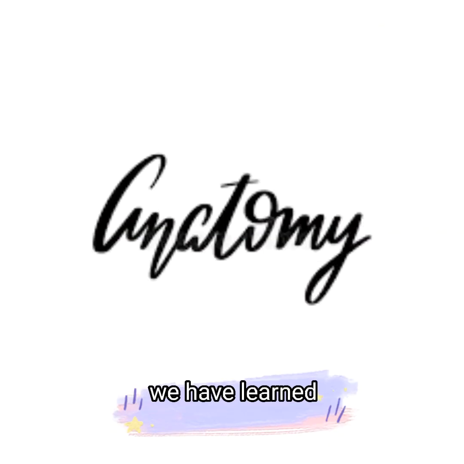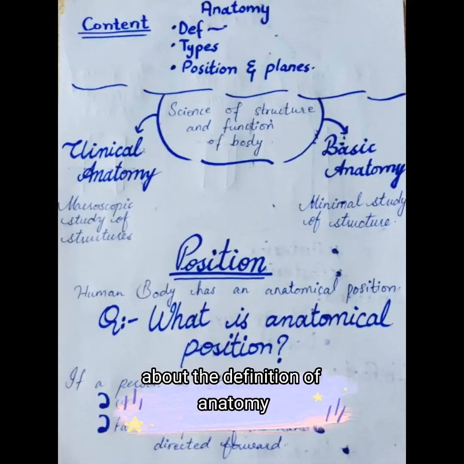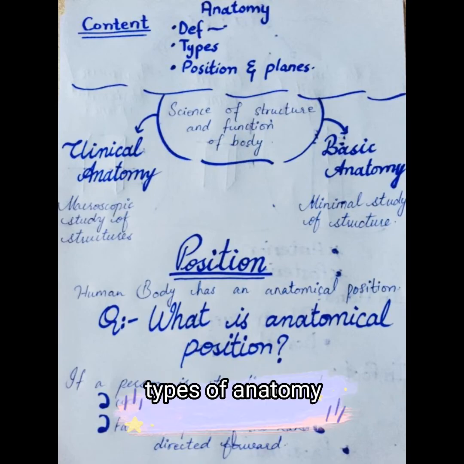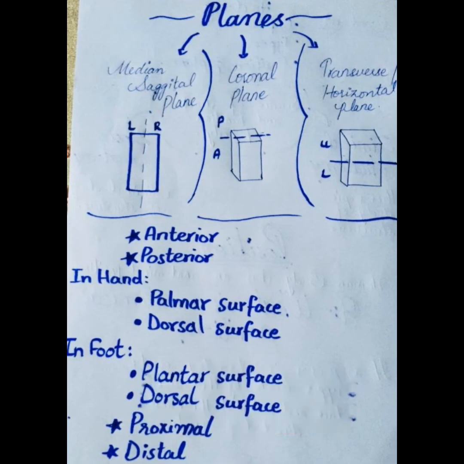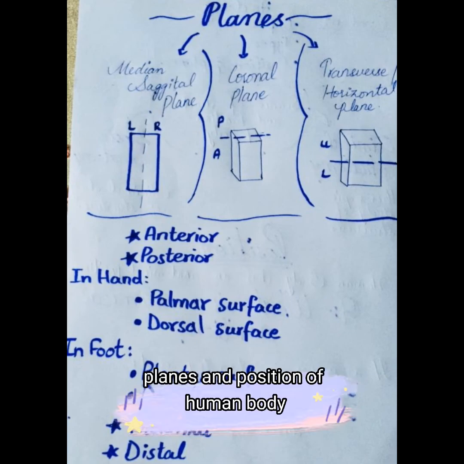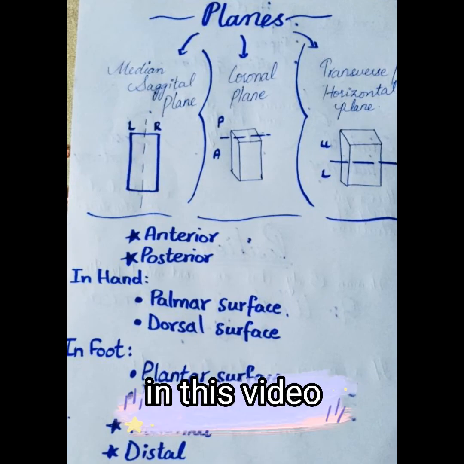In this video, we have learned about the definition of anatomy, types of anatomy, position and planes of the human body. All the 3D animation according to the planes and position of human body are represented in this video.